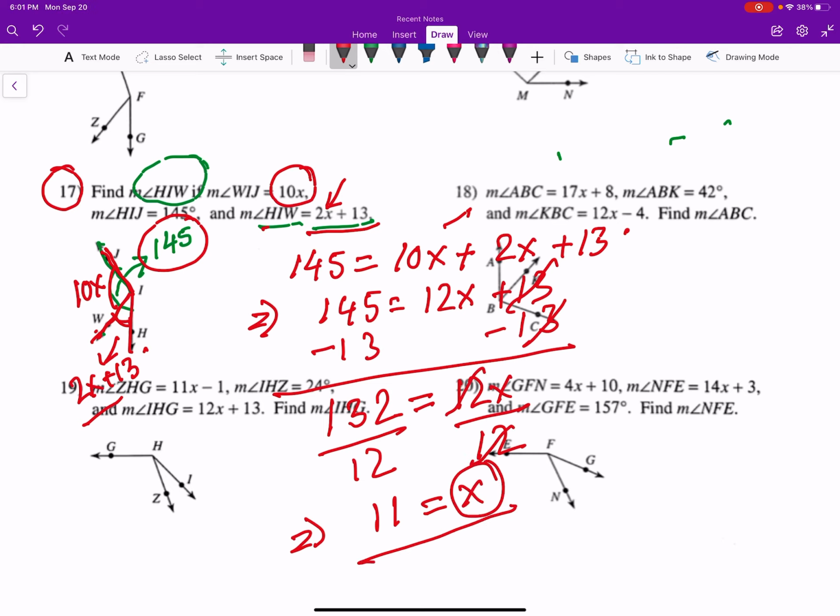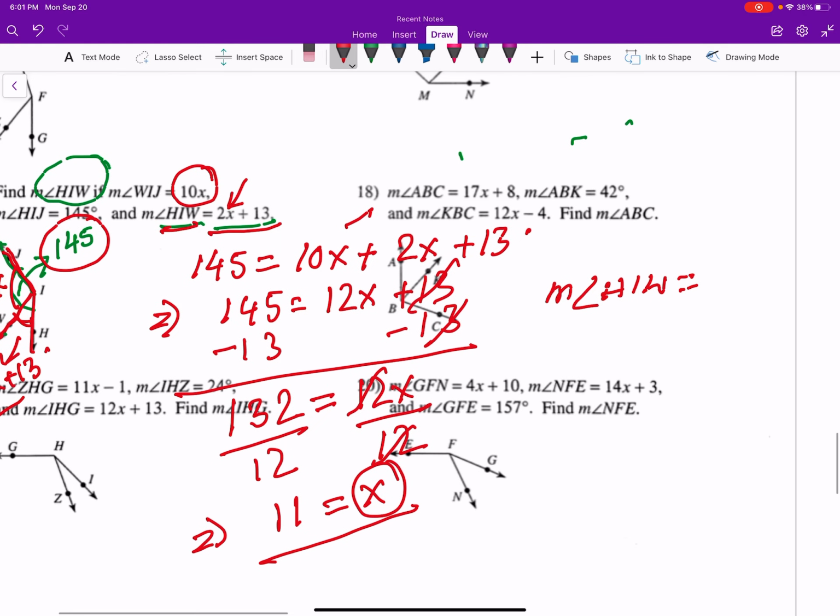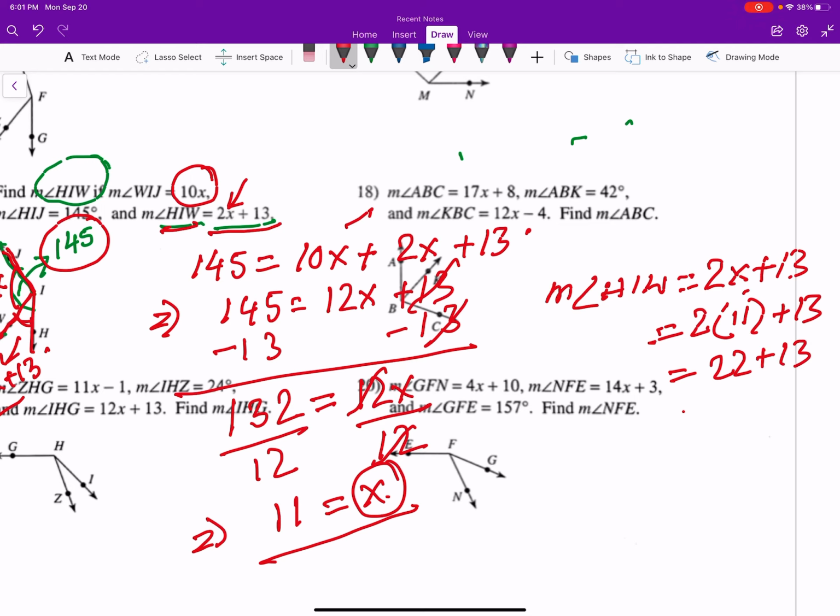Now we are not done yet because we are asked to find out HIW. So our measure of angle HIW equals 2x plus 13. So I don't want that, I want x. So I have got x. So I said 11 plus 13. So 2 11s are 22 plus 13 gives you 35. Okay, so your HIW is 35.